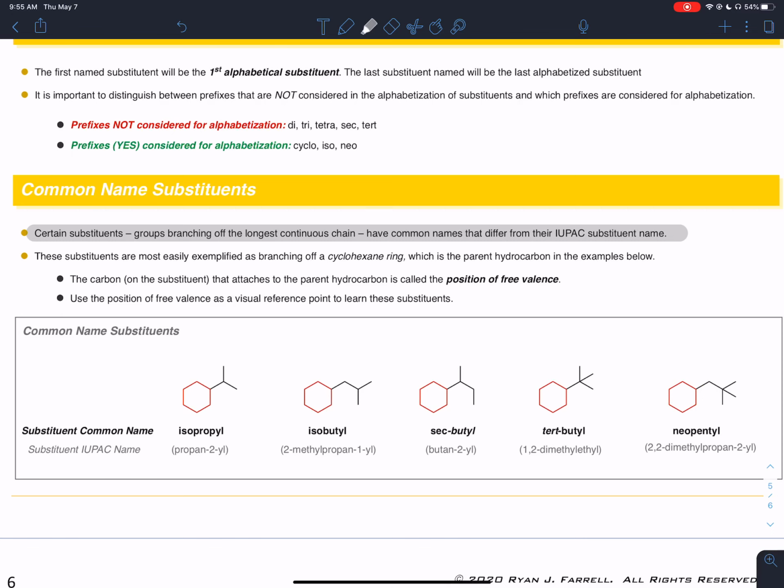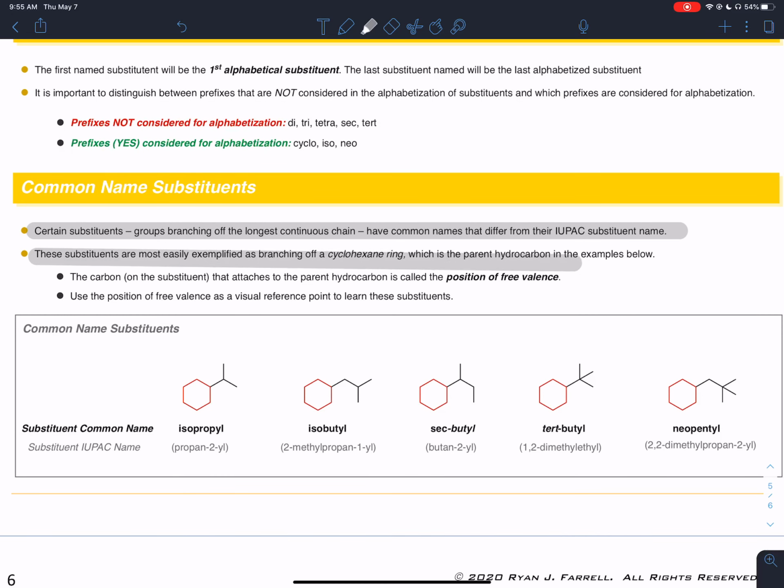Now, before we get into this, I want to preface this by saying that it's easiest to exemplify these common substituents as being branched off of a cyclohexane ring, which is a six-membered hydrocarbon ring, and we're going to consider that to be the parent hydrocarbon. That's why it's pictured in red. These six-membered rings are the parent hydrocarbons, and in black we have that common substituent.